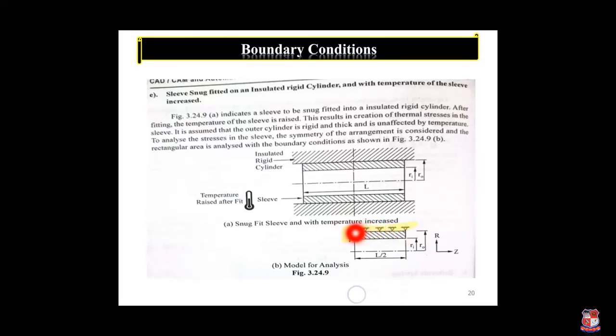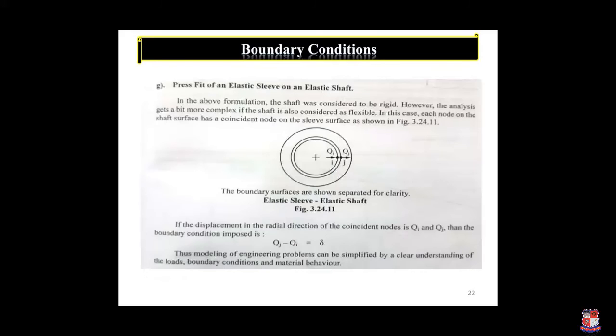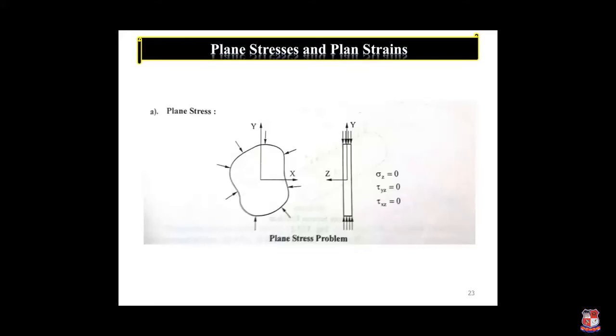So whatever external forces are there, we have to provide here also. This is the simple case of external pressure on the cylinder, and side pressure is there due to the constraints. Another boundary condition shows the pressure related, the same as the previous session. And this other one is an elastic sleeve with an elastic shaft, so the material is different but the condition is the same.